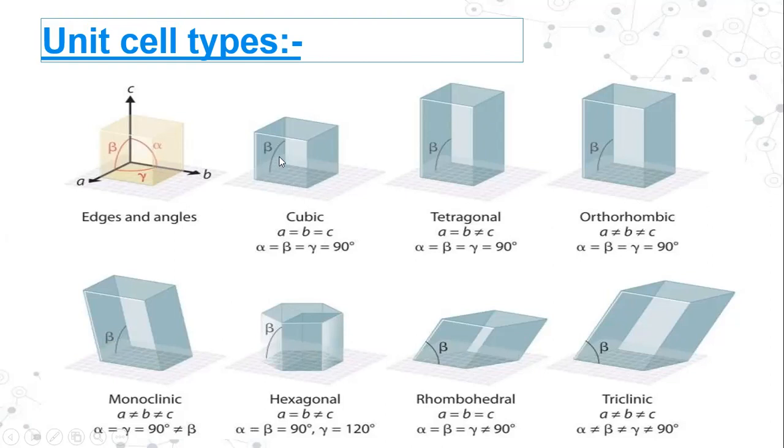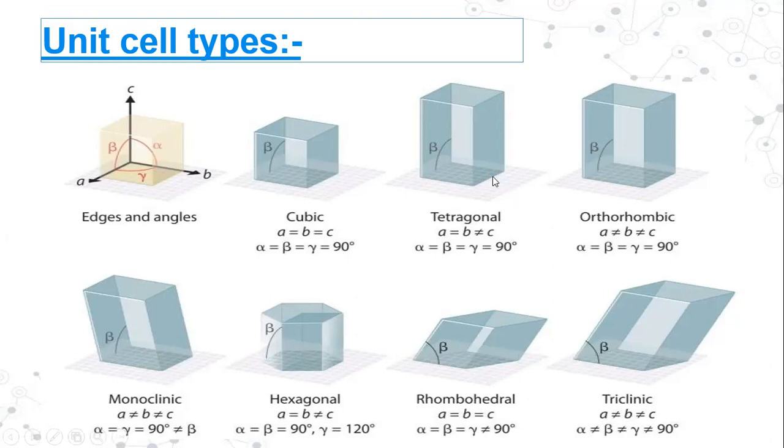So the first one is the cubic structure. This is a unit cell, cubic in structure. In the cubic structure, A length is equal to B length and it is equal to C also. So the lengths of the 3 edges, A, B, and C, are equal. Next, the angles are also equal to 90 degrees. So alpha is equal to beta is equal to gamma is equal to 90 degrees. So these are in right-angled positions.